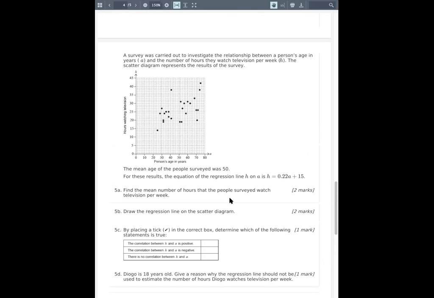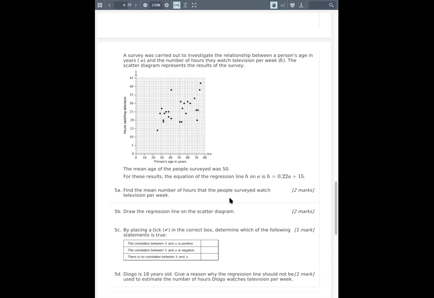Give a reason why the regression line should not be used to estimate the number of hours Diogo watches television per week. Alan, do you know what this would be? Yeah. Do you want to go, Basil? Oh, am I allowed to? Yeah, you can. Go ahead. Okay, if you understand, go ahead.